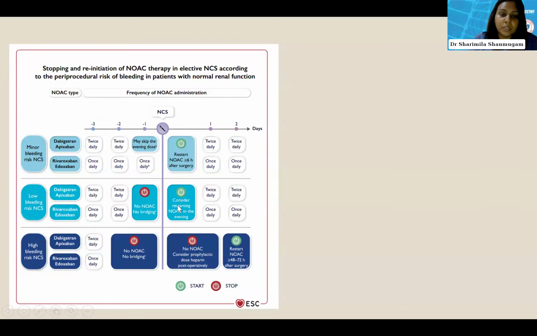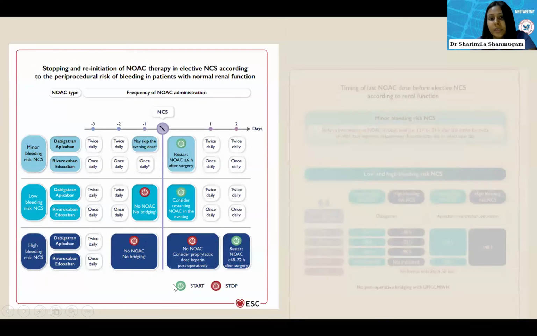So for this patient, the last dose was the day before, so he's able to perform the lumbar puncture. For a high bleeding risk patient, it's good to stop the anticoagulant 48 hours before and restart after 48 or 36 hours later. So you see, for very, very high risk surgery, restart 48 to 72 hours later.